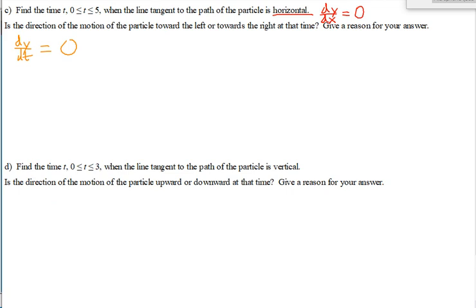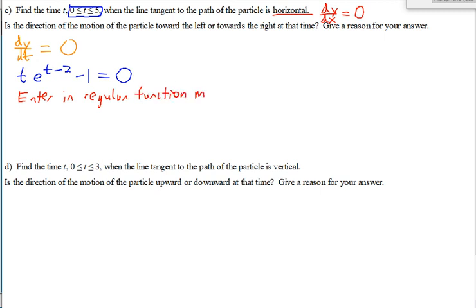And notice this time it gives us an interval, 0 to 5. So what we really want to enter is dy/dt equal to 0, so that's t e to the t minus 2 minus 1 equal to 0. But as far as I know, in the parametric mode, it won't solve this for us, but it will in regular function mode. So I'm going to write that down here. Enter in regular function mode. I'll show you what I think is the quickest way to solve this.